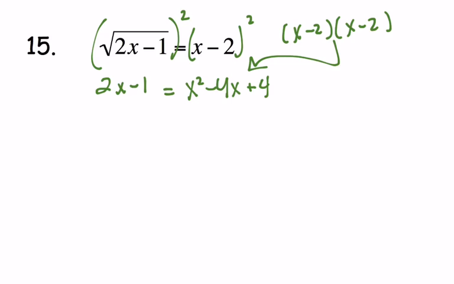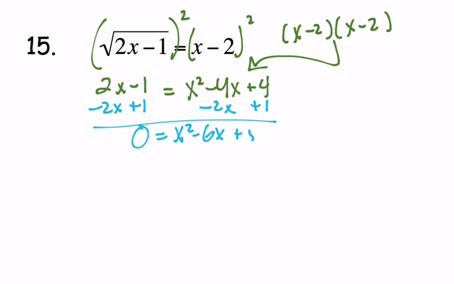Now we're going to isolate everything and get everything over to this side because we want to keep the x squared positive. So I'm going to subtract 2x. I'm going to add 1 to both sides. And that gives me 0 equals x squared minus 6x plus 5.